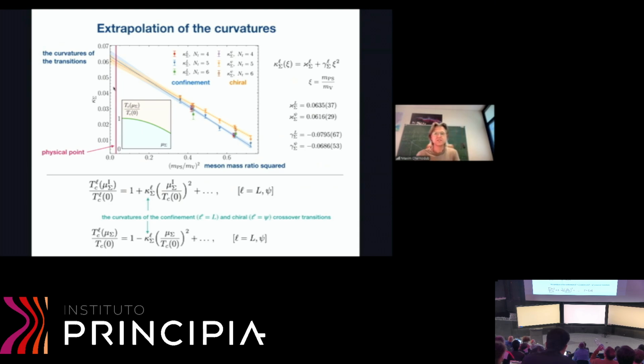And it's interesting to see that the confinement and chiral transitions are a little bit different at finite masses, but when masses go to the light physical limit, we see that those bounds coincide. So these are extrapolations, and we see that those transitions are basically the same. And here, for example, those curvatures, if you measure them, let me just jump to the next transparency.